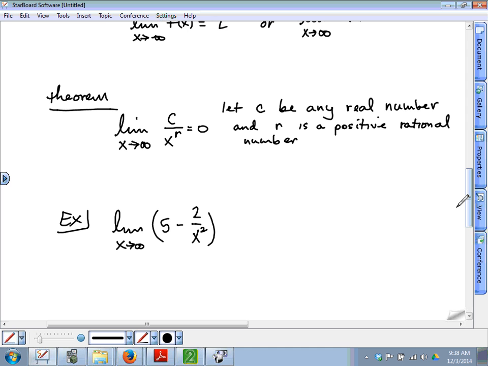Well, one of the properties, maybe I should have reviewed this as well. Do you remember one of the properties, if you're taking the limit of the sum or difference? You can take the limit of each one individually. So you can split this apart into the limit as x approaches infinity of 5 minus the limit as x approaches infinity of 2 over x squared.